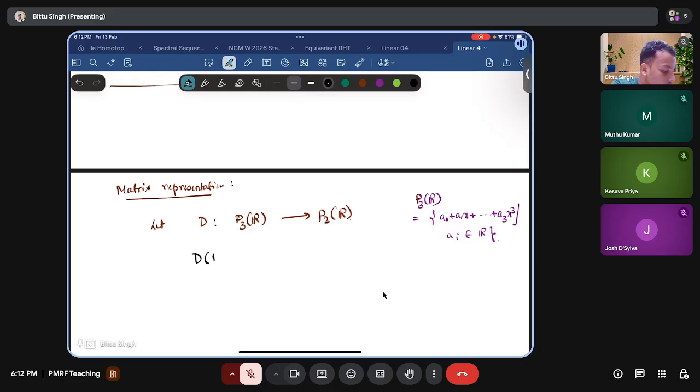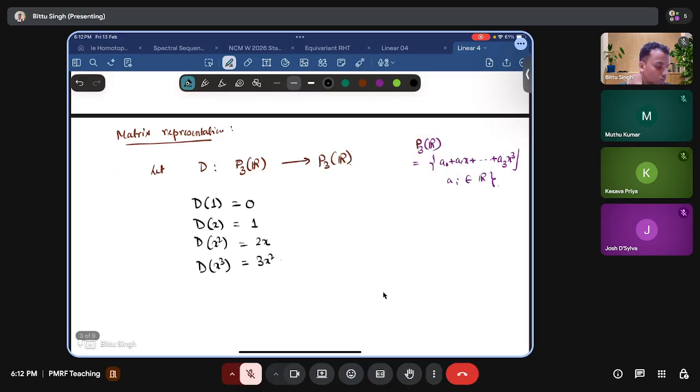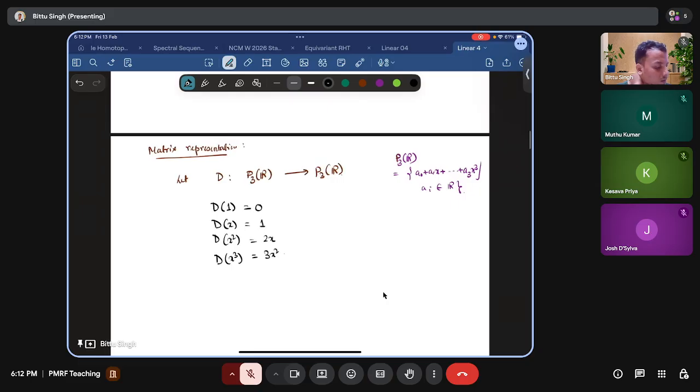We know the derivative of this 1 is the same as 0. Now d of x is the same as 1, and d of x square is 2x. D of x cube equals 3x square. Okay, so we can write it as a linear combination of bases.